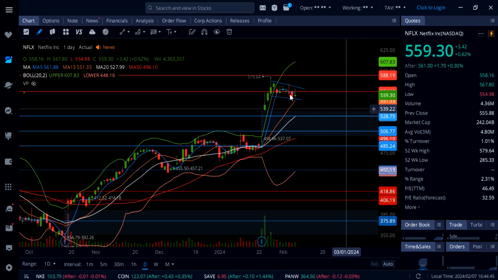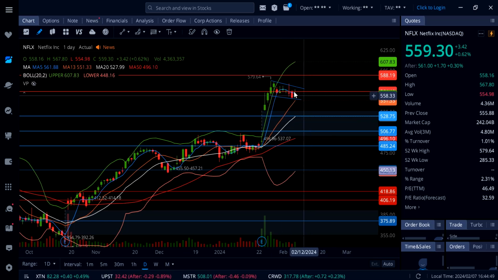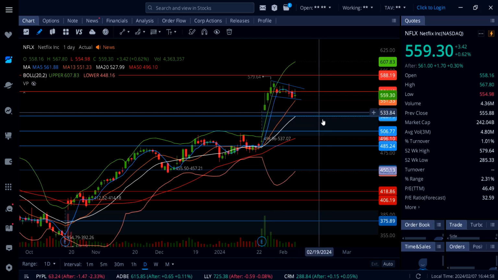On Netflix, up 0.62%, Netflix again going up to 567.80 and then getting a rejection where it was holding 564 before, and now you can see that is a big resistance to break. This thing came back and is now also trading below the 561.88 5-day moving average right here. So what's it gonna be here on Netflix?